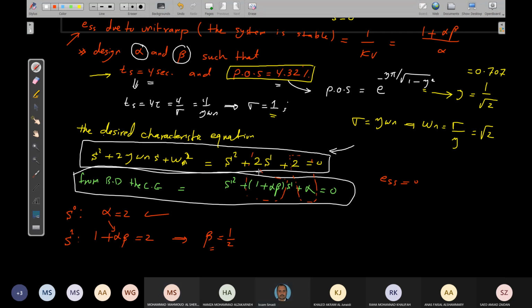Okay. Now, can I design alpha and beta such that the response is critically damped? Alpha and beta equal to what? If I need my step response to be critically damped.